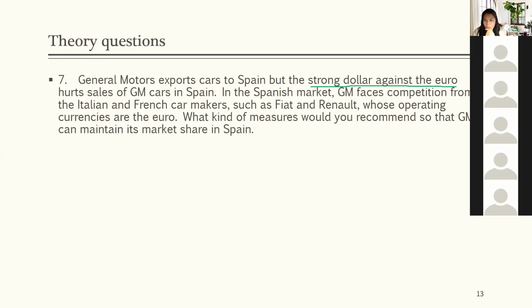So in the Spanish market, GM faces competition from the Italian and French car makers who operate in the same currency, right, in the euro. So in this case, if you need to advise GM on what to do with their market in Spain, what will be your advice? Okay, so what are the strategies to get around the more expensive dollar value?